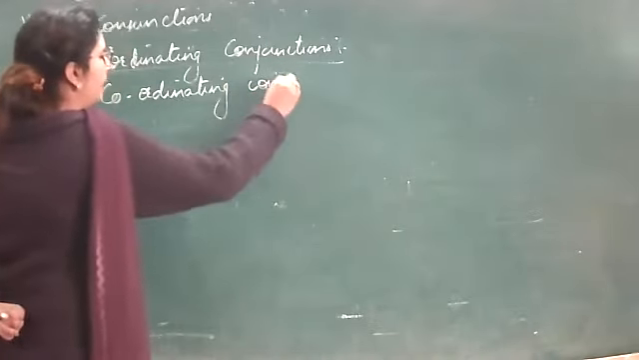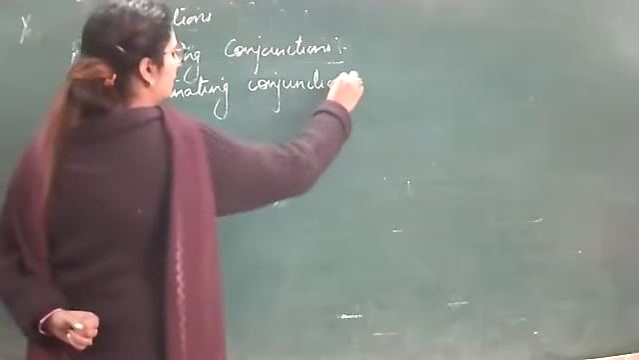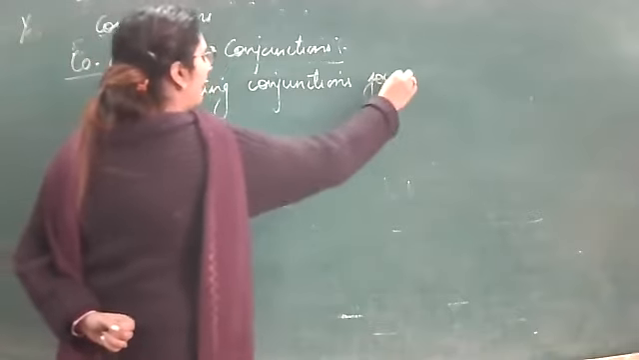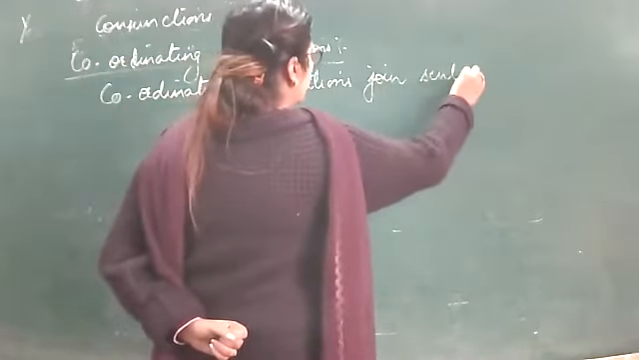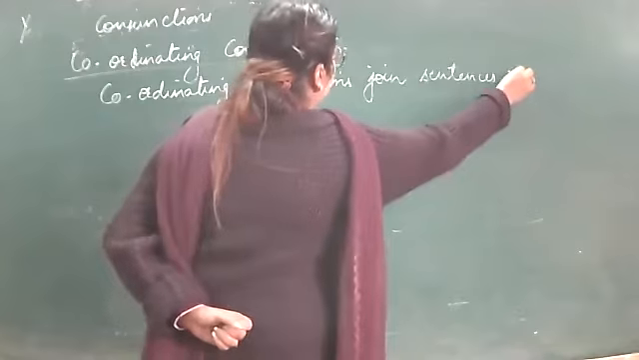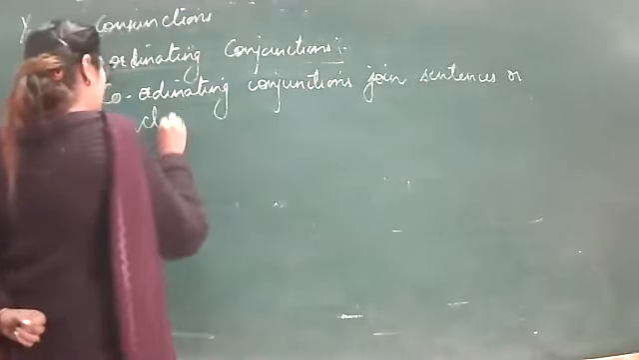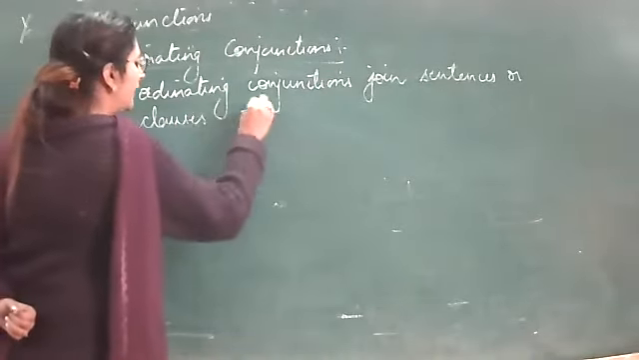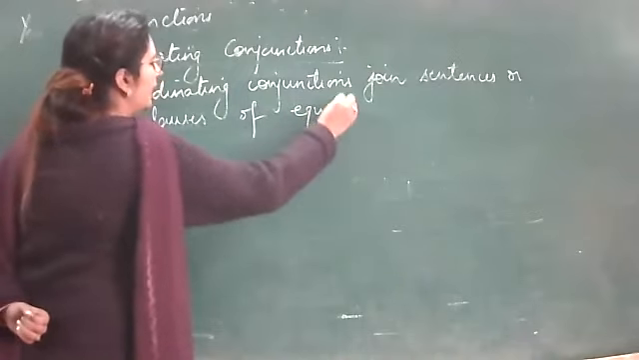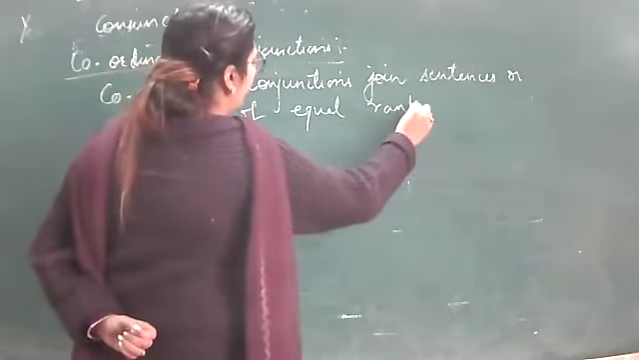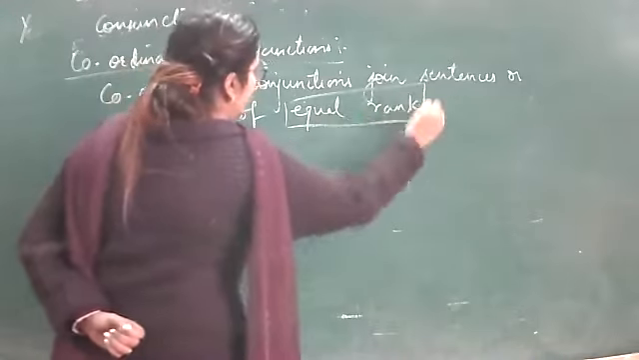Note down side by side: coordinating conjunctions join sentences or clauses of equal rank. They join conjunctions of equal rank. This is the main thing here. They join of equal rank.